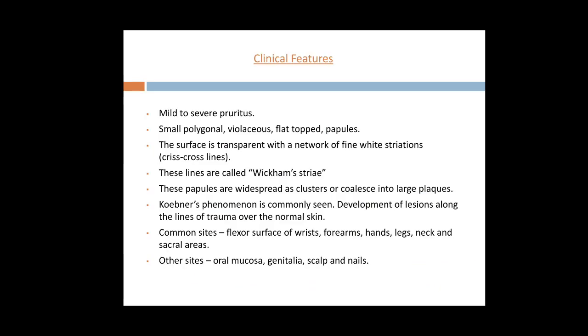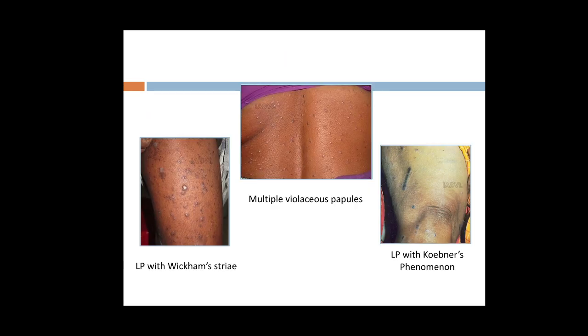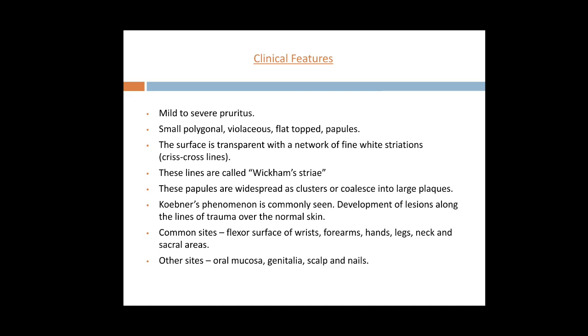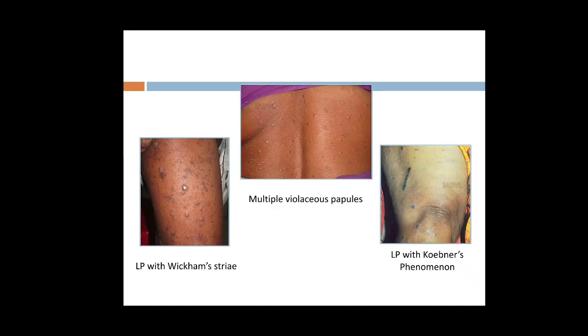Now coming to the clinical features, we have already discussed the 6 P's. When we see a patient with these 6 P's, pruritic, purple, flat-topped papules and plaques, we suspect lichen planus. Along with that, what we can also see is Wickham striae. Wickham striae is a lacy pattern of white lesions, which is one of the diagnostic factors. It is most perfectly seen in the oral lesions. The common sites are forearms, legs, neck, and sacral areas.